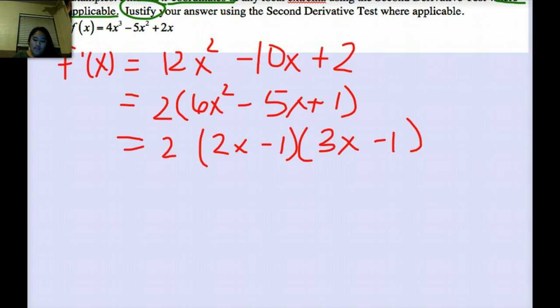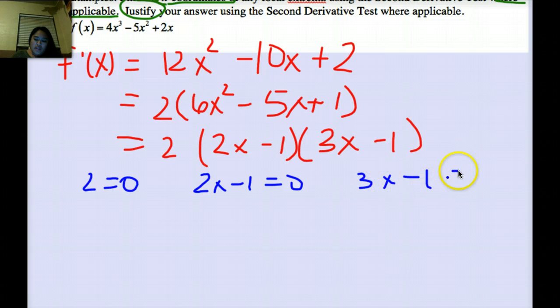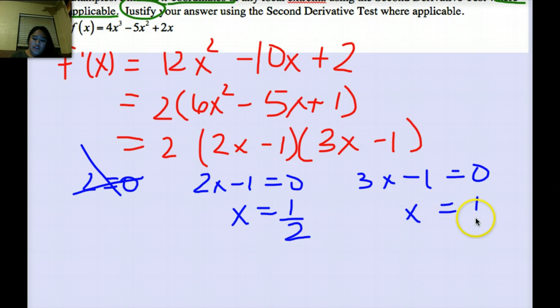Next step is to set everything equal to 0. 2 equal to 0, 2x minus 1 is equal to 0, 3x minus 1 is equal to 0. We know the first is never true. If I solve this, I move that 1 over and I divide by 2. And if I solve this, I move that 1 over and I divide by 3. So how many critical numbers do I have? Okay, good. So I have 2 of these.